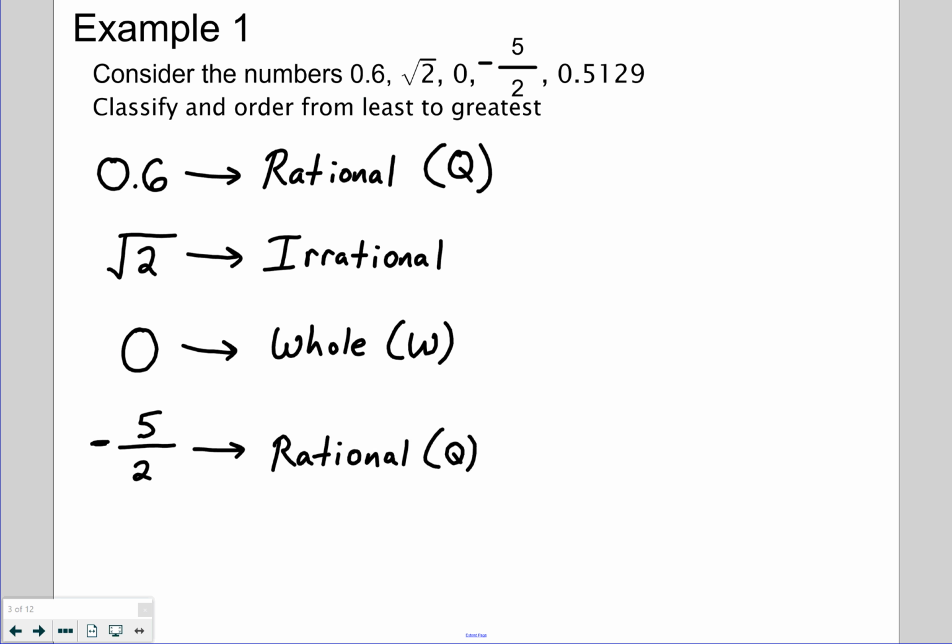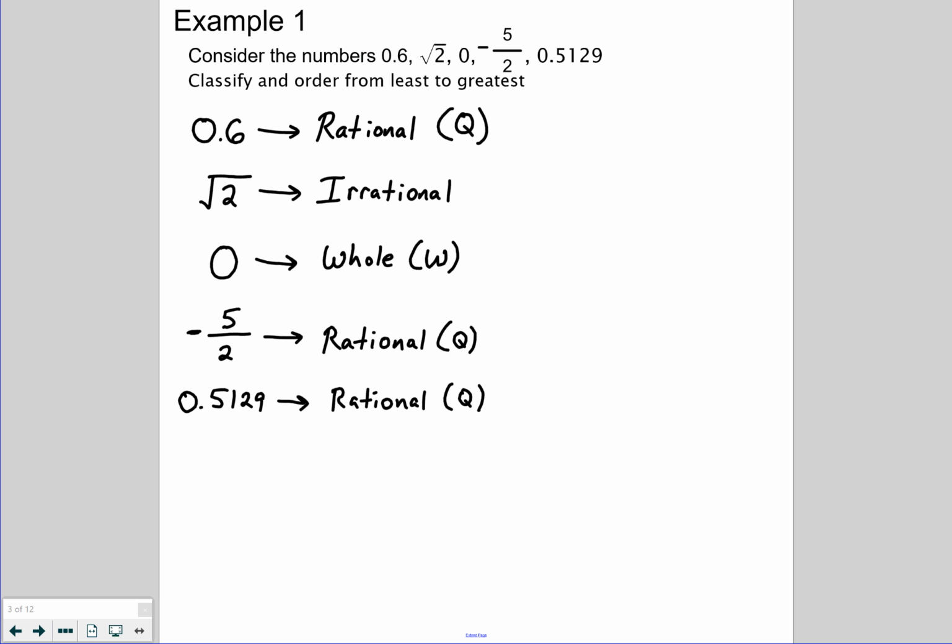And our last one, 5,129 10,000ths. Whew, that's a lot. Let's go with Frank. What about that one? Rational. Thanks, Josue. All right. Questions on classifying them.